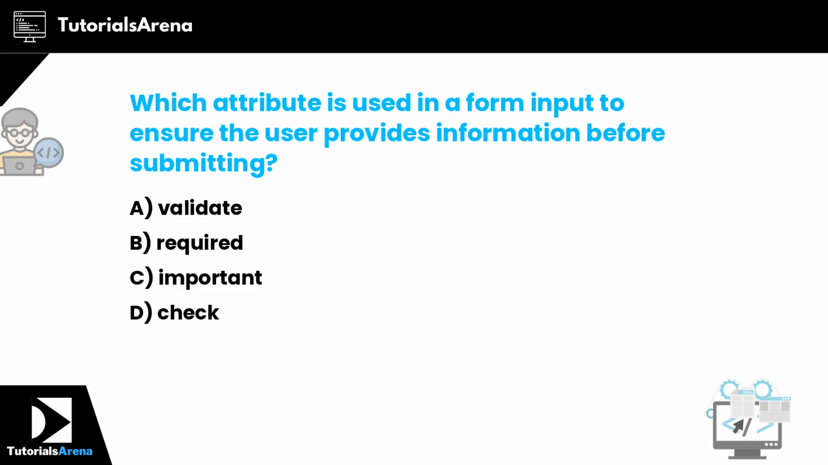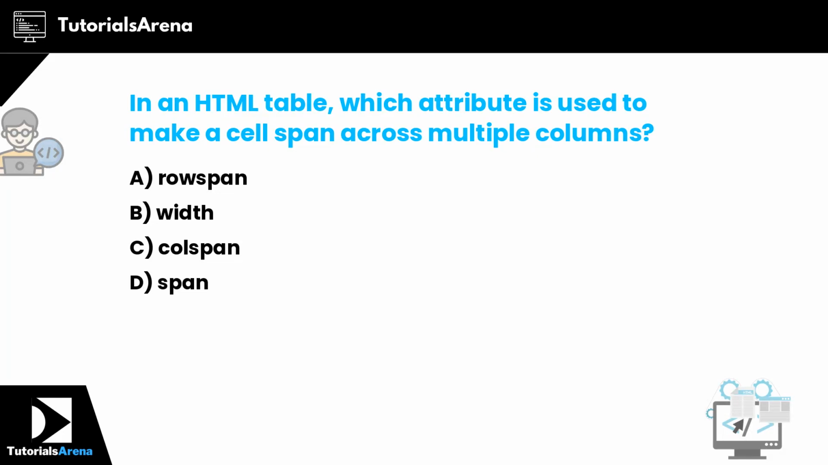Which attribute is used in a form input to ensure the user provides information before submitting? The correct answer is option B, required. In an HTML table, which attribute is used to make a cell span across multiple columns? The correct answer is option C, colspan.